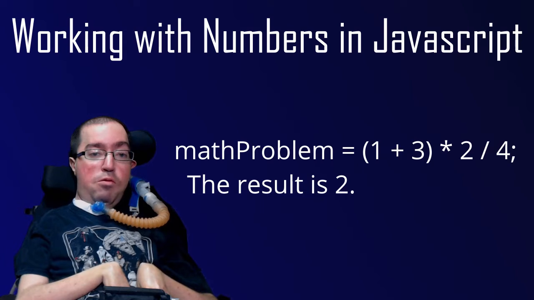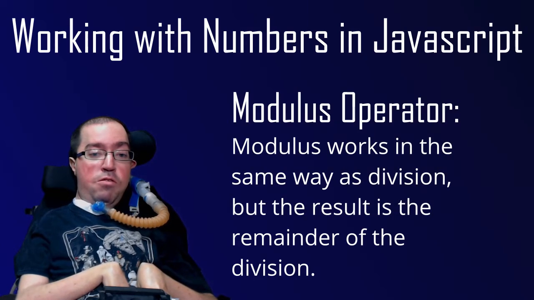If you want to have more control over your math, you can do so by adding parentheses where needed. For example, if we need 1 plus 3 to be added together first, we can just change our variable to math problem equals parentheses 1 plus 3 close parentheses times 2 divided by 4. Because we've added parentheses, we've also changed how the problem will be evaluated, and the new result will be 2. This is most of what you need to know to work with numbers directly.